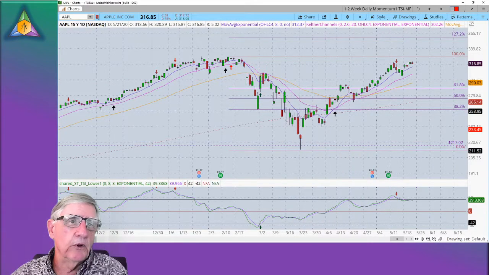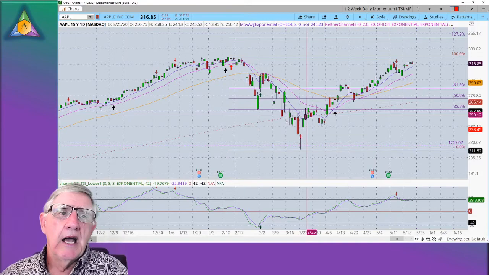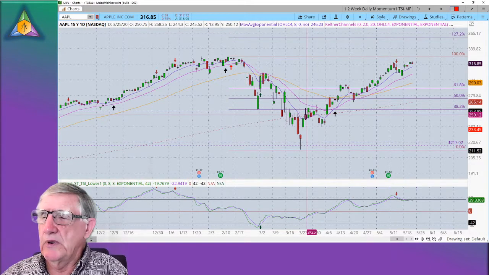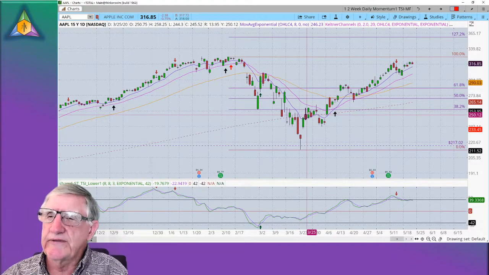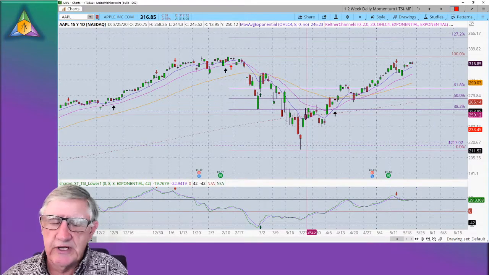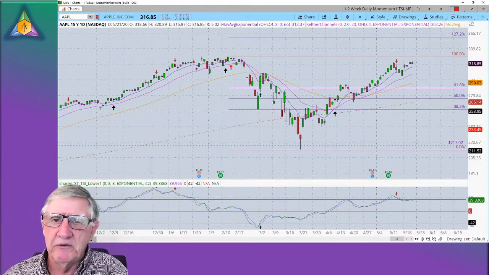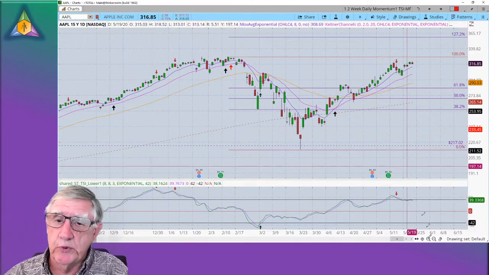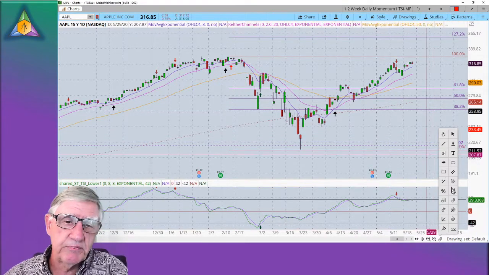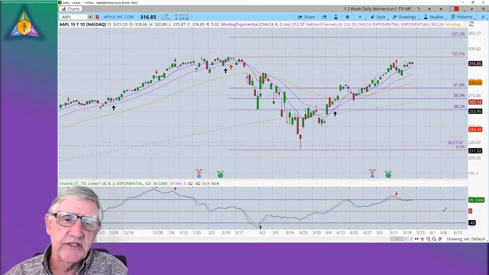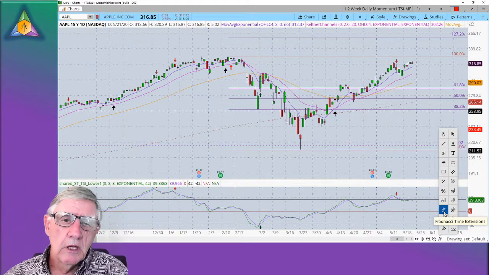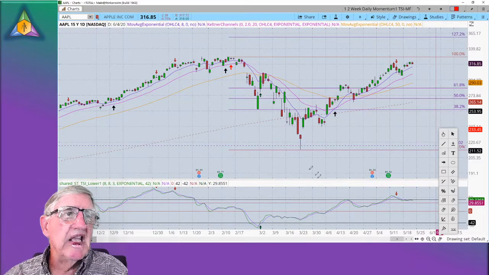And so oftentimes I will spend my time just on the price action Fibonacci's and then forego the time frame, unless it appears as if I might be approaching a time level of resistance and/or support. Works for support also. So last but not least, I'll show you this last one, and this is the Fibonacci time extension.